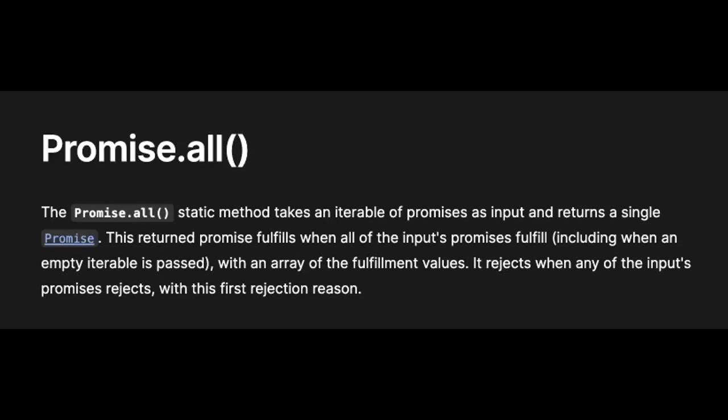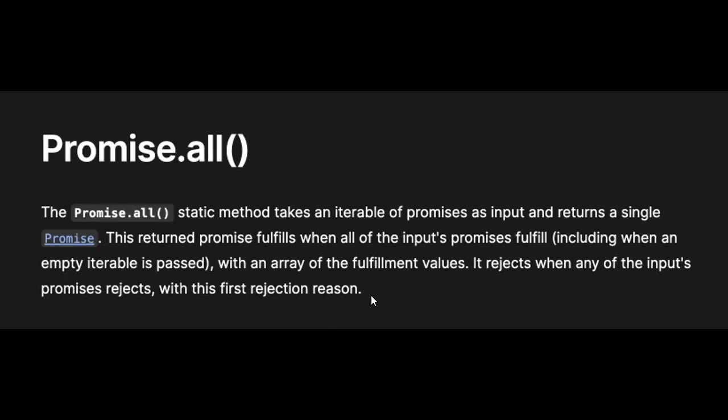Hi, in this video we would be building the Promise.all function from scratch. So let's see what the Promise.all function is. Promise.all is a static method that takes an iterable of promises as the input and returns a single promise. This returned promise fulfills when all the input promises are fulfilled, including when an empty iterable is passed, with an array of fulfillment values. It rejects when any of the input promises rejects, with the first rejection reason.